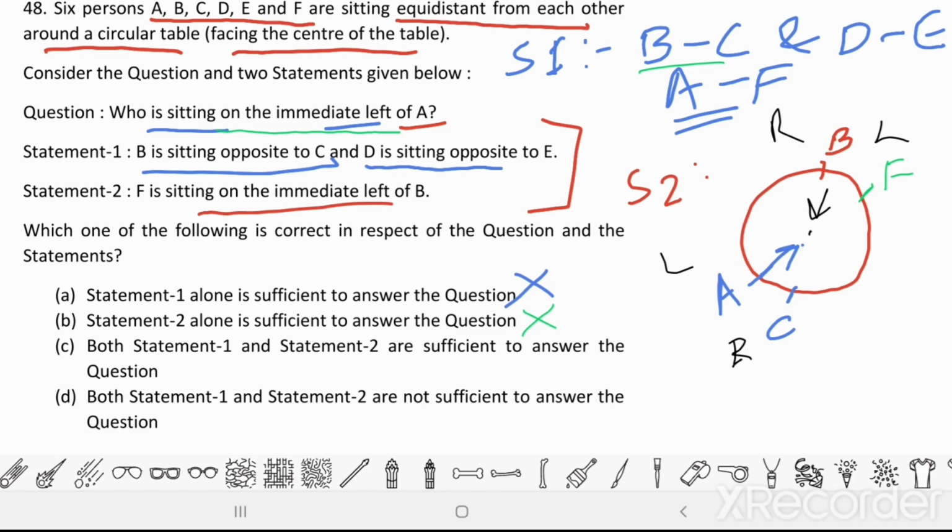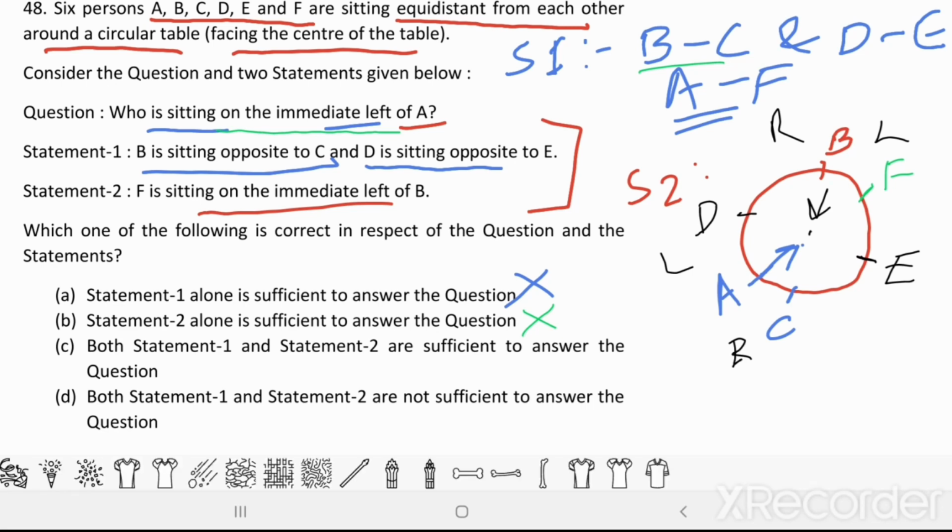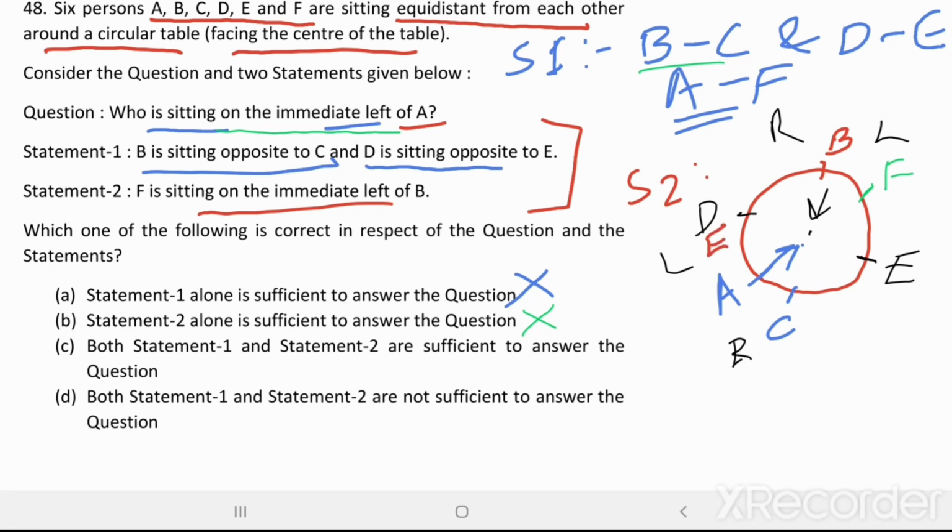And on the left side of A, it can be either, if it is D here, then opposite to D it is E, or if E is sitting here, then opposite to E, here it is D. So on the left side of A, it can be either D or E. So we cannot definitely say who is sitting on the immediate left of A.